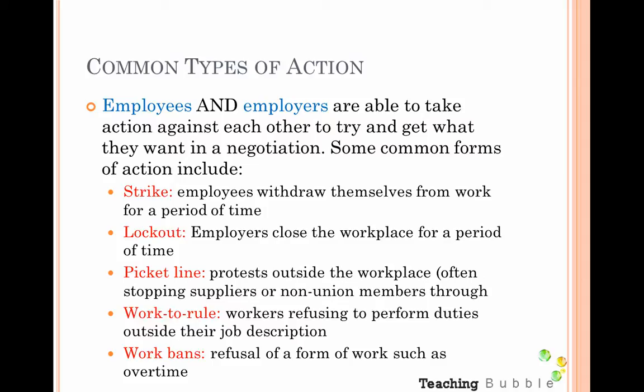Picket lines, which is a protest outside the workplace, where they often try and stop suppliers or non-union members getting through. So non-union members might be trying to get to work and they stop them from doing that. Work to rule is where the employee actually works to the letter of the law, so they just perform their duties in their job description and nothing else. And work bans is where they refuse some form of work, so they might refuse to do overtime. It might be when the police decided to stop submitting the revenue for people speeding, so they stopped doing that.